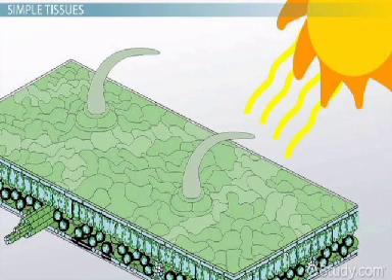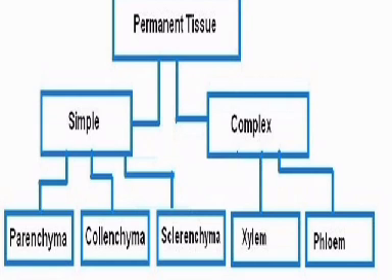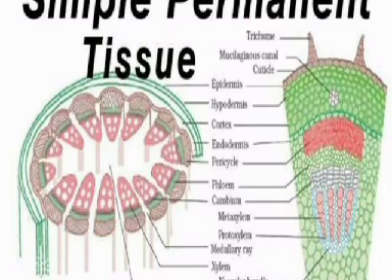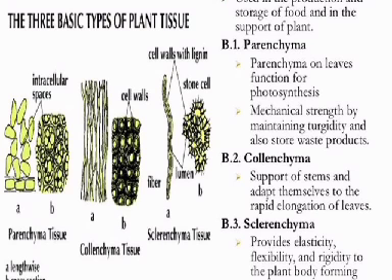On the basis of the types of constituent cells, permanent tissues are grouped as simple permanent tissues and complex permanent tissue. Simple permanent tissue consists of a group of similar types of cells forming a uniform mass, that is, they are homogeneous in nature. Simple permanent tissues are of three types: parenchyma, collenchyma, and sclerenchyma.